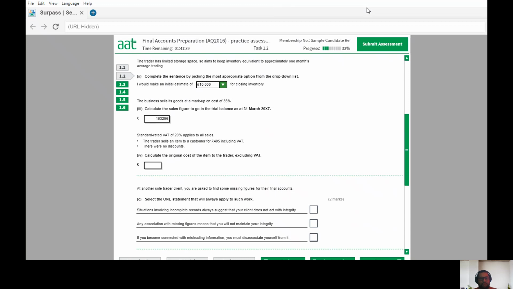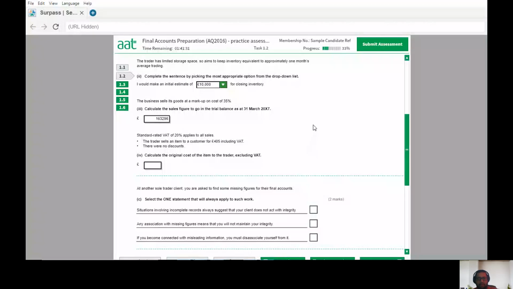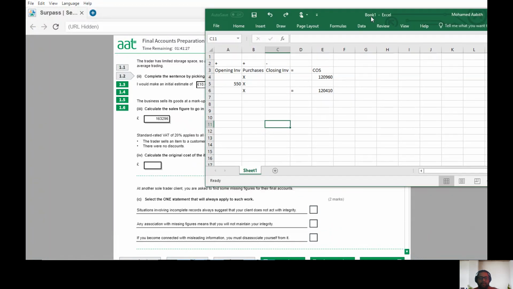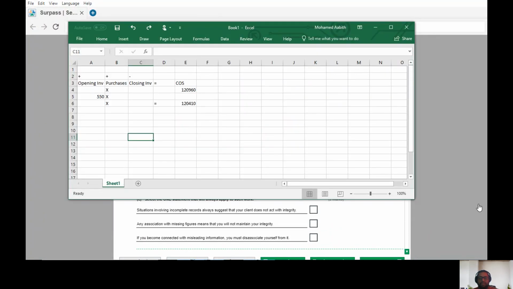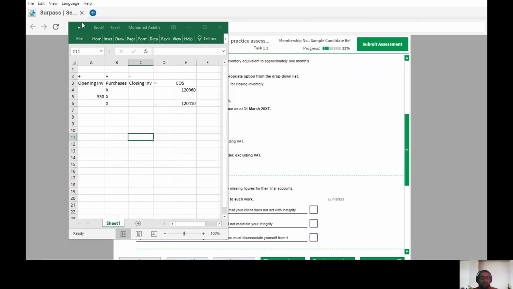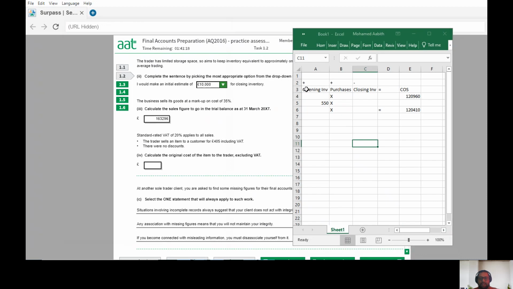So what I'm going to do, I'm just going to share the desktop, it's easier. Excel. Okay, so let's bring the spreadsheet back up again. So we have the question close to us. All right, let me move this to the side here so we can calculate this. So the first one, they have said the trader sells an item to a customer for £405 inclusive VAT. So what is the net cost?